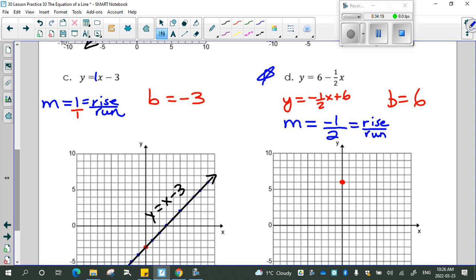And do you know what negative rise means? Yeah. So this is to get my points down 1, right 2, down 1, right 2. Up 1, left 2. And left 2. And then join them with a ruler. And then label it y equals 6 minus a half x, or if you changed it around, you could label it that, they're the same.